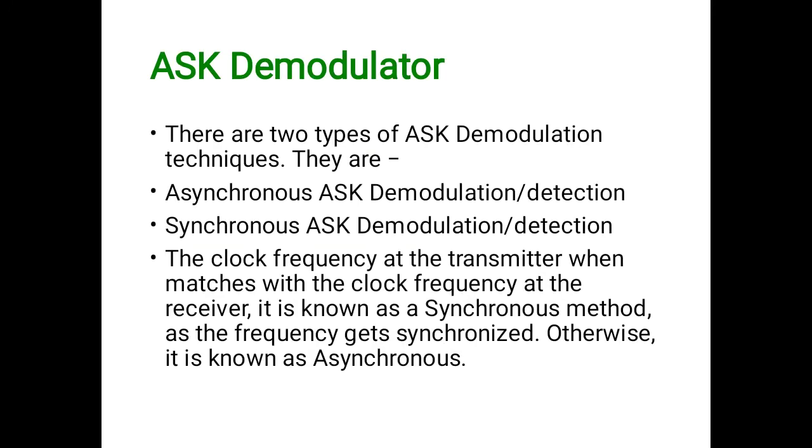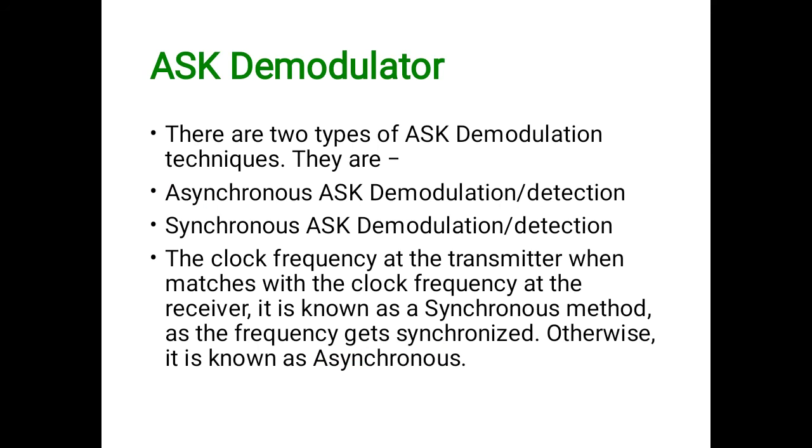We already learned many times, and I also explained many times, that wherever there is a modulation process, there should exist a demodulator. So ASK demodulators are of two types: one is synchronous, one is asynchronous. When the clock frequency at the transmitter matches with the clock frequency at the receiver, it is known as the synchronous method. Otherwise it is known as the asynchronous method.